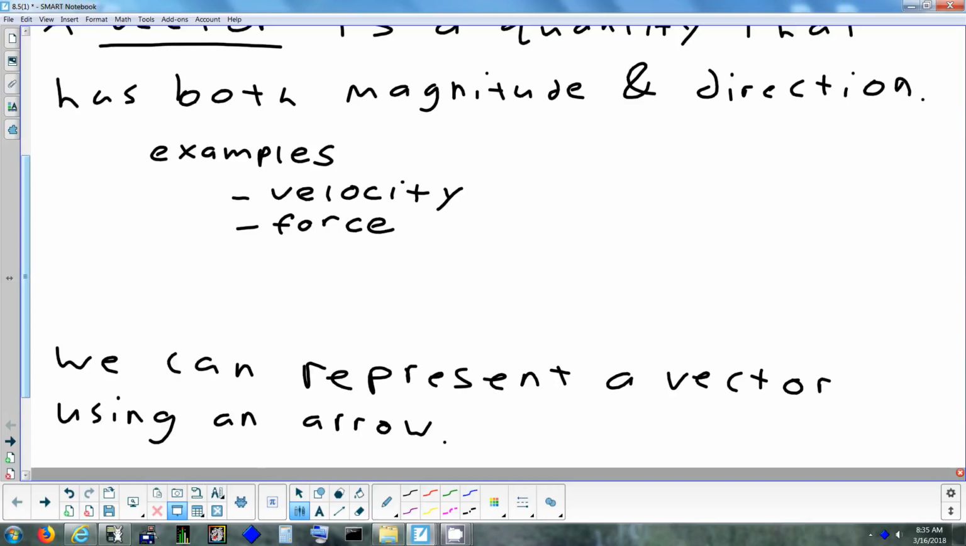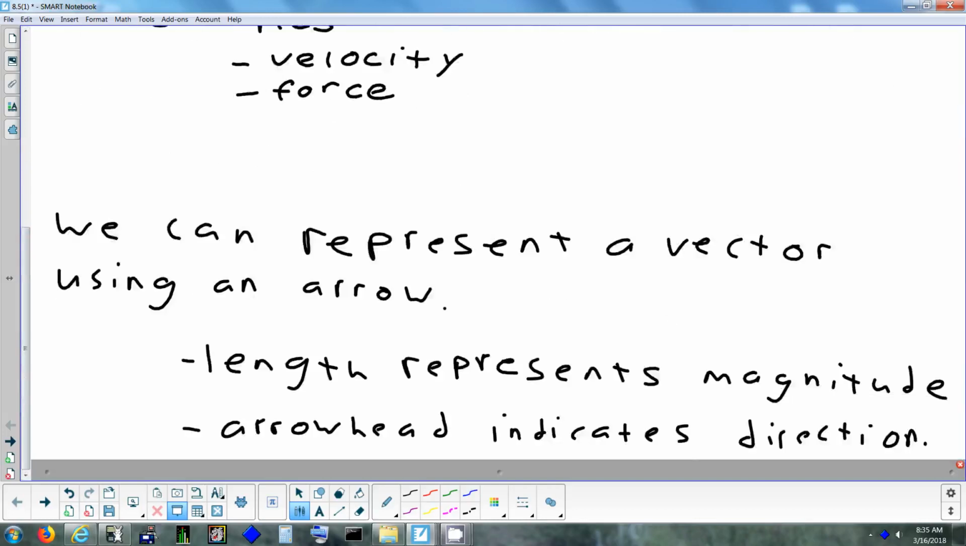The length. The length, yeah. So the length of the arrow represents the magnitude. The arrowhead indicates the direction. A good example of that with a velocity vector is thinking of airplanes.